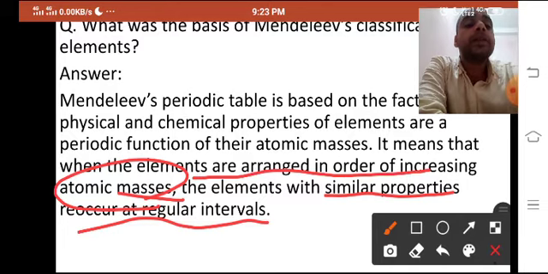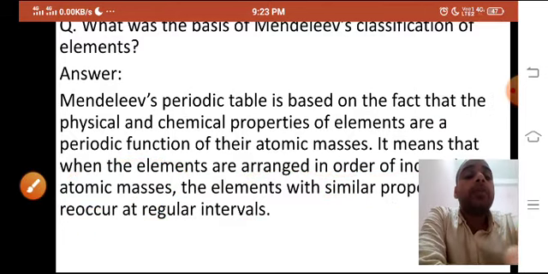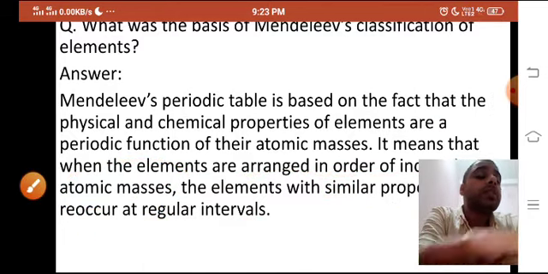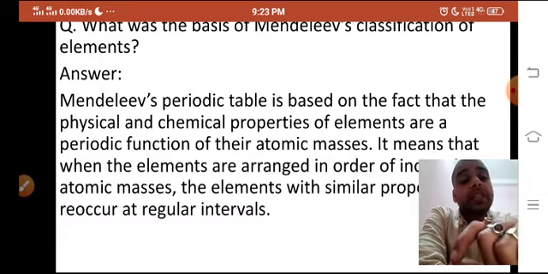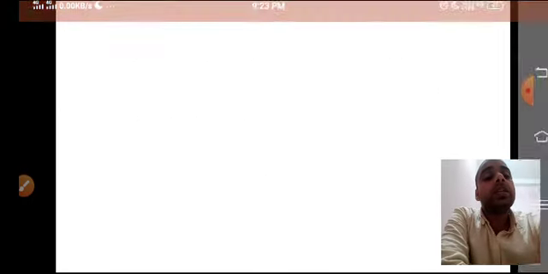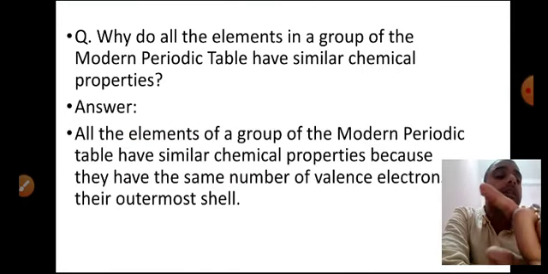Okay dear students, so whenever you arrange the elements on the basis of atomic mass, after some interval you will find that the similar properties will definitely repeat.